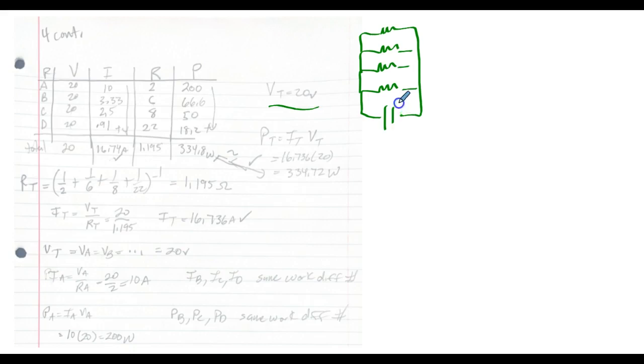So the voltage across the battery is 20. The resistors are the same, 2, 6, 8, and 22. You don't just add them. You have to do the inverses, add the inverses, then take the inverse of that answer, and you should get 1.195 ohms for the total resistance of that parallel circuit.